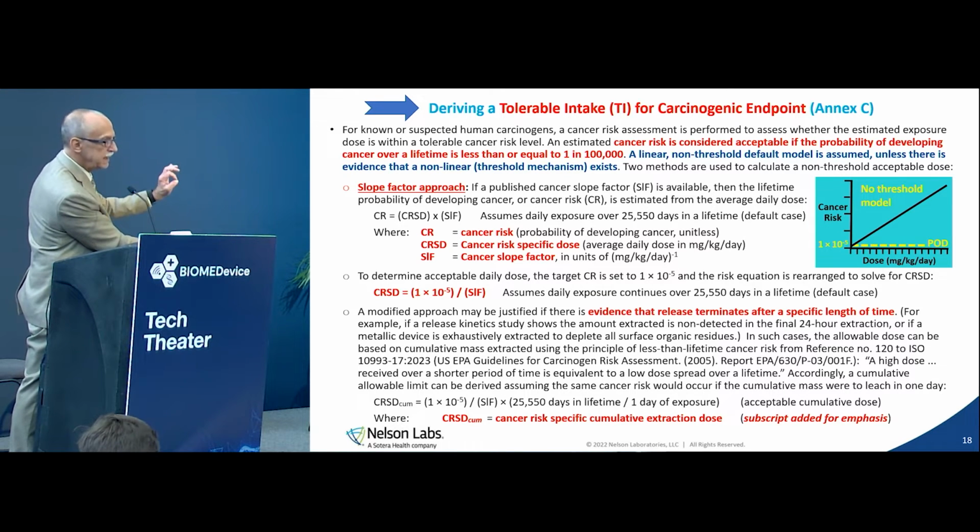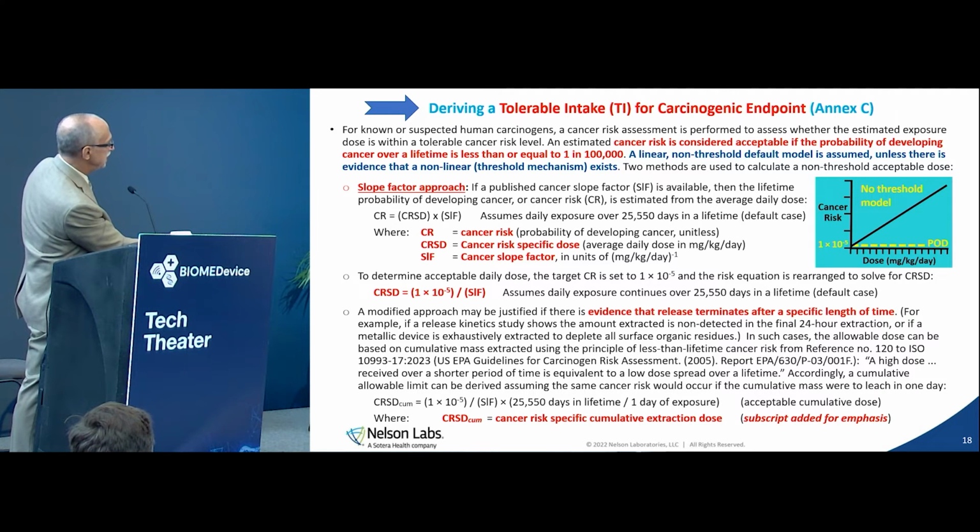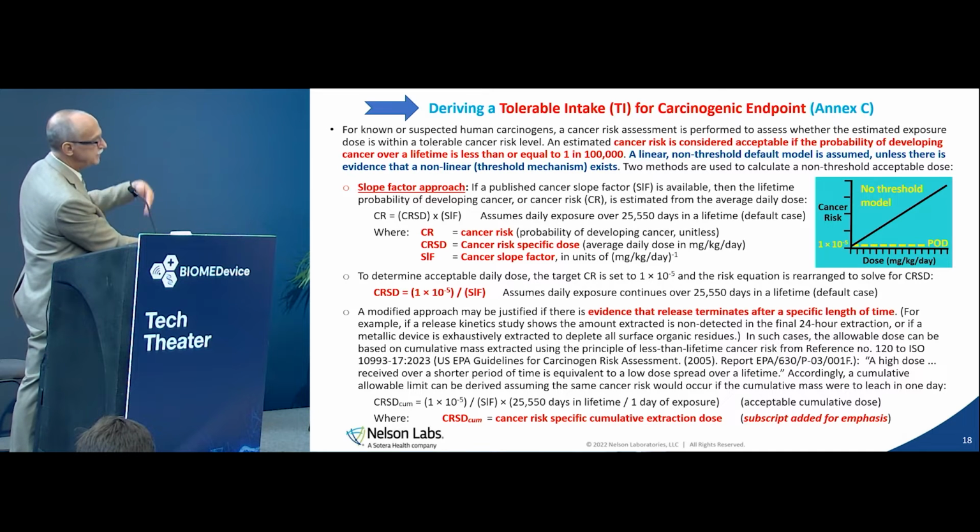You can rearrange that to solve for what is the dose that gives you a 1 × 10⁻⁵ risk, which is now the threshold limit. A modified approach, though, can be used if it's not lifetime exposure. Lifetime is assumed to be 70 years times 365 days. If there's evidence that the release terminates leaching from the device after a specific length of time, then you can do a proportionality adjustment for the portion of a lifetime that represents. That's reference number 120 in there.